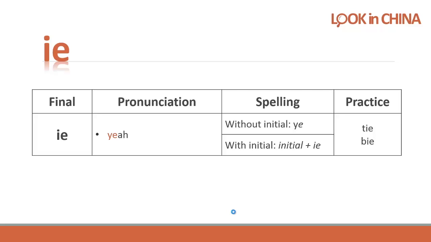Okay, let's practice with a couple of initials. T, ye, tie. T, ye, tie. B, ye, bie. B, ye, bie.